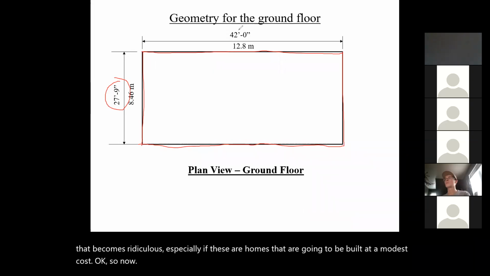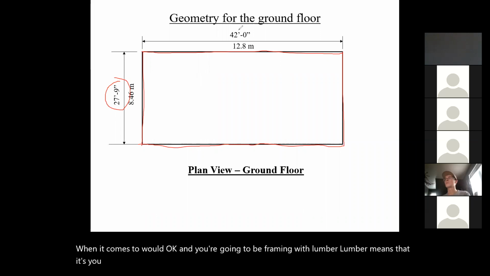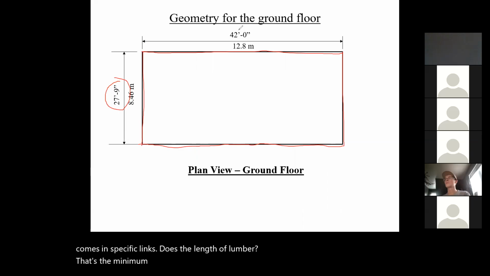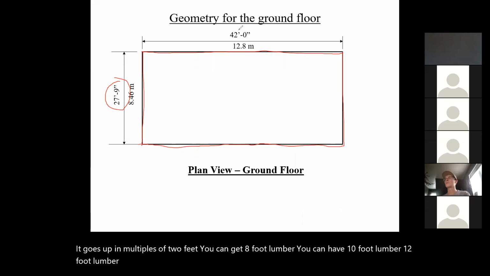So now, when it comes to wood, you're going to be framing with lumber. Lumber means it's being cut from a tree, okay? We'll talk about this next week. Lumber comes in specific lengths. Does anybody know the length of lumber? 8 feet. That's the minimum. And then what? I assume 12. It goes up in multiples of 2 feet. You can get 8-foot lumber, 10-foot, 12-foot, 14-foot, and 16-foot lumber. You can also have 20-foot lumber, but it's not readily available in the lumber yard, okay?